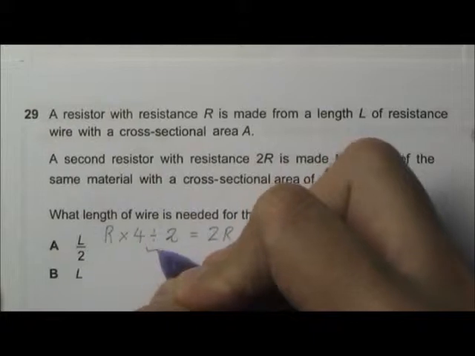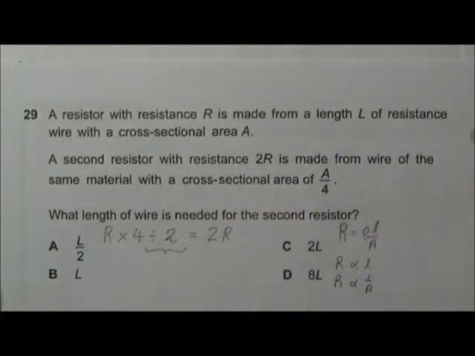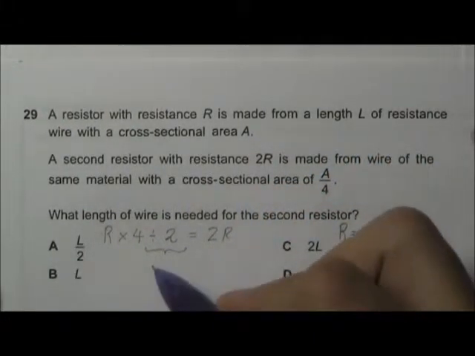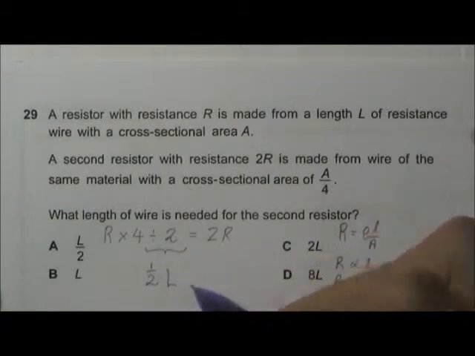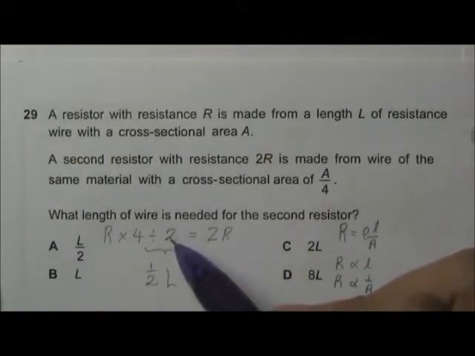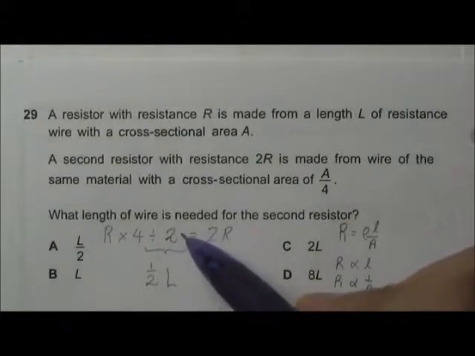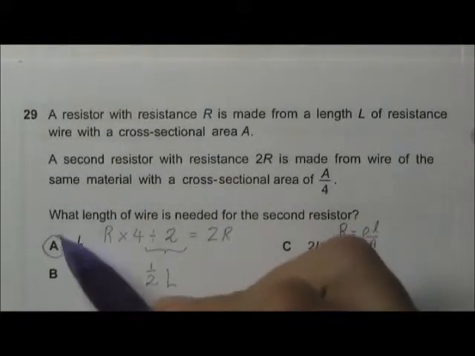So how do we divide the resistance by 2? We can halve the length of the wire, and that will give us the factor of divide by 2. So the answer should be A.